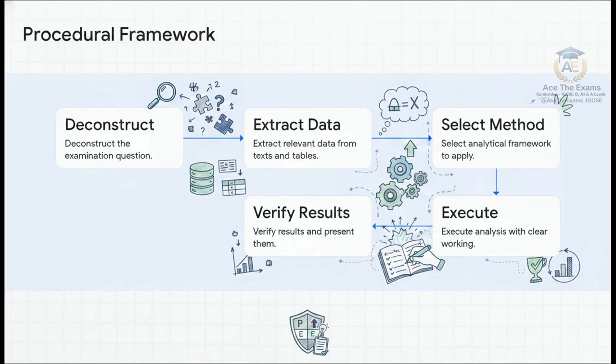Let's walk through this step by step to build your business case from raw data all the way to a justified recommendation. Step 1. Deconstruct the question. Read the brief carefully.